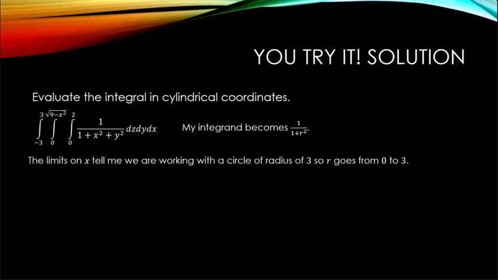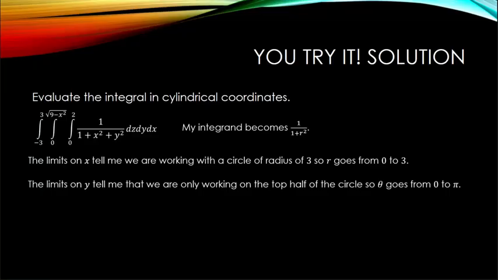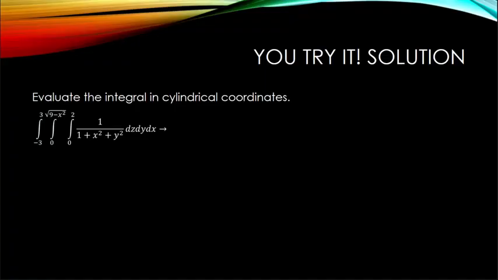The limits on x tell me we're working with a circle of radius 3, so in cylindrical coordinates my r will go from 0 to 3. The limits on y tell me that we are only working with the top half of the circle in the xy plane, so theta is going to go from 0 to pi. So that my integral in rectangular coordinates becomes an integral in cylindrical coordinates that is given by the integral from 0 to pi of the integral from 0 to 3 of the integral from 0 to 2 of r over the quantity 1 plus r squared dz, dr, d theta.